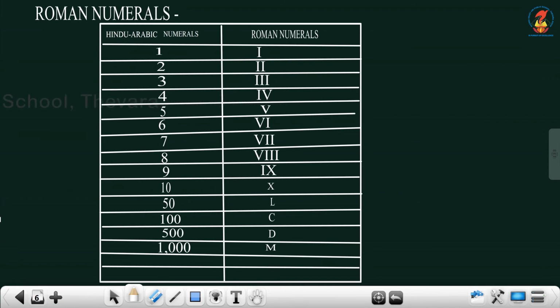3, III. 4, IV. 5, V. 6, VI. 7, VII. 8, VIII. 9, IX. 10, X. 50 you will say L. 100 you will say C. 500 you will say D. And 1000 you will say M. You can learn this by heart like L, C, D, M. 50, 100, 500, 1000, L, C, D, M, which are the basic principles of Roman numerals.